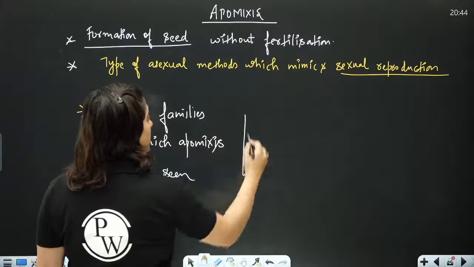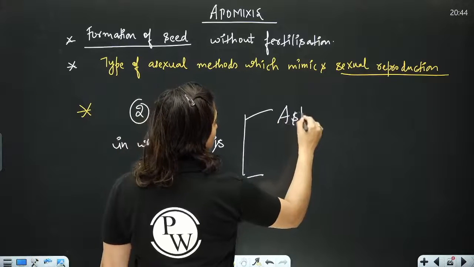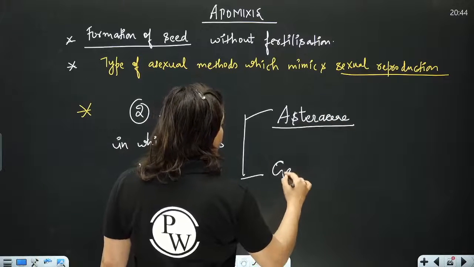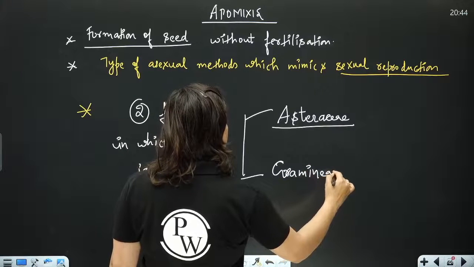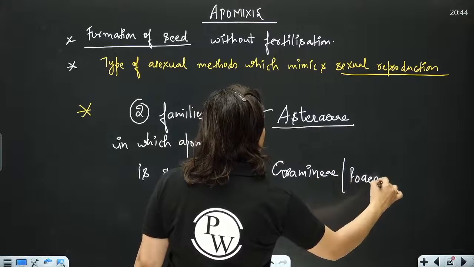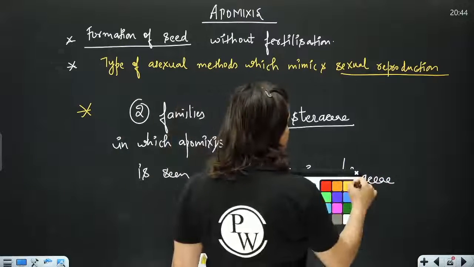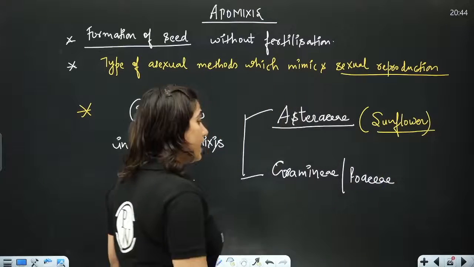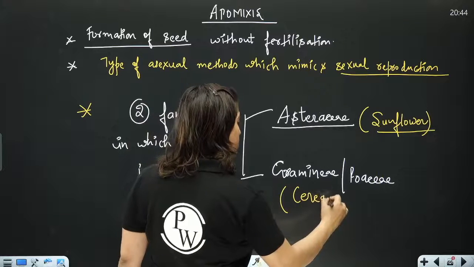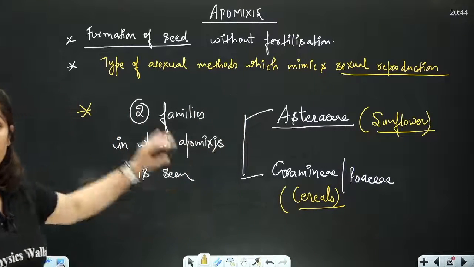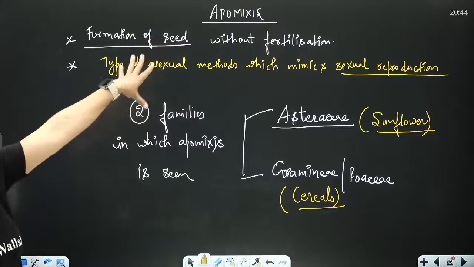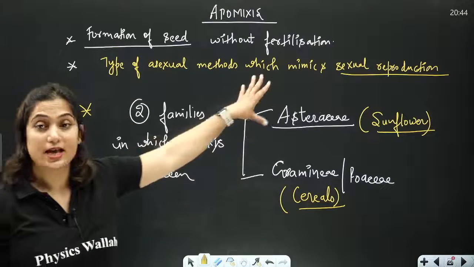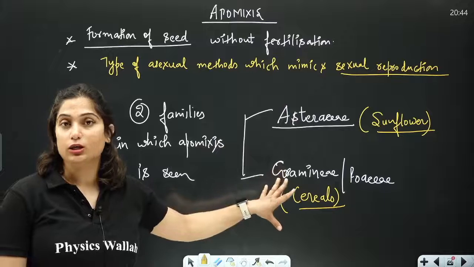And these two families are the Asteraceae family and the Gramineae or Poaceae family. Asteraceae is the sunflower family: sunflower, marigold, chrysanthemum, zinnia, right? And this is the family of cereals. So apomixis, this is important. Apomixis is formation of seed without fertilization. It's a type of asexual method which mimics sexual reproduction, and it is commonly seen in two families, Asteraceae, the sunflower family, and Gramineae, the cereal family.